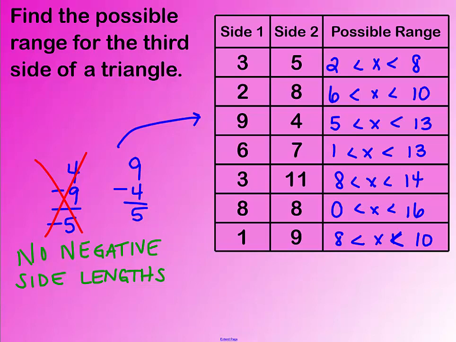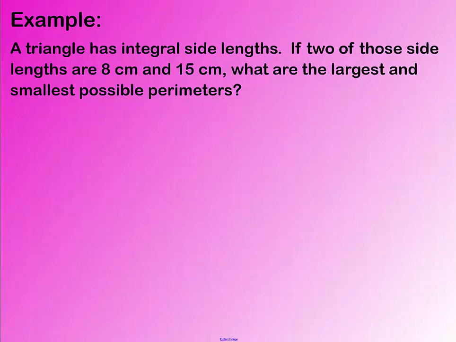Okay, so we have one more example on this one. It says a triangle has integral side lengths. Remember that integral just means it has integer sides. If two of those sides are 8 and 15, what are the largest and smallest possible perimeters?